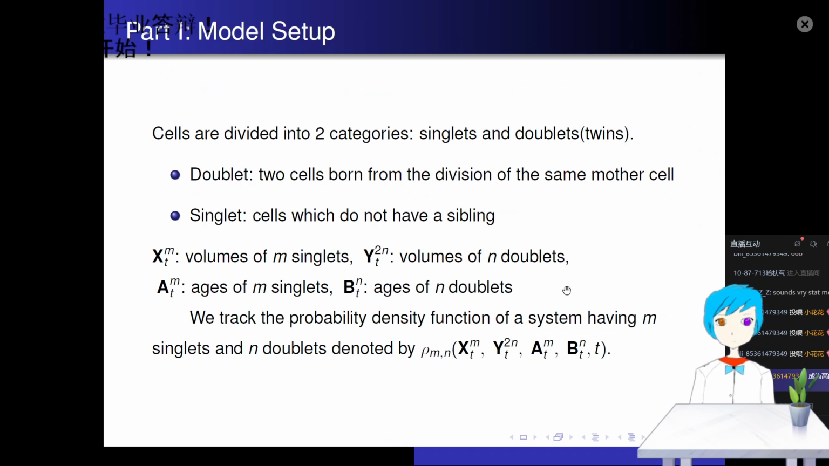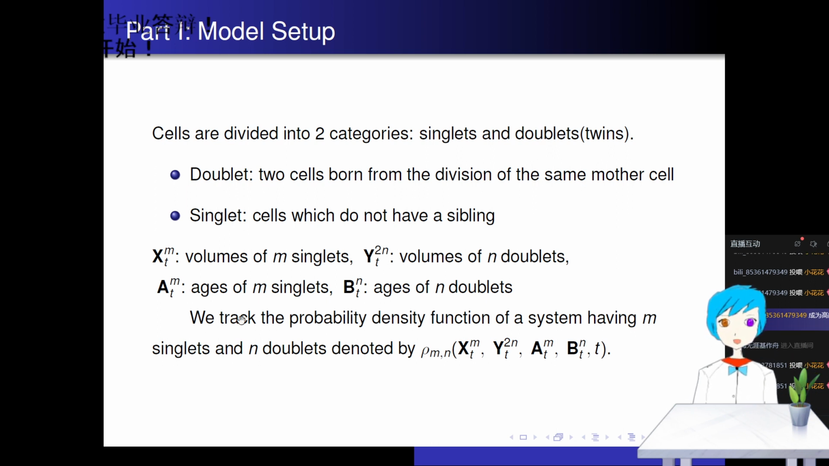So here is our model setup. Cells are divided into two categories, the singlets and doublets. Doublets are twins, which means two cells born from the division of the same mother cell. So they share an identical age, but their sizes could be different. Singlets means cells which do not have a sibling. So we use X to denote the volume of singlets, Y to denote the volume of doublets, A to denote the ages of singlets, and B to denote the ages of doublets.